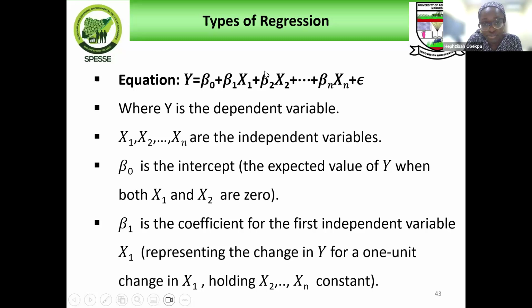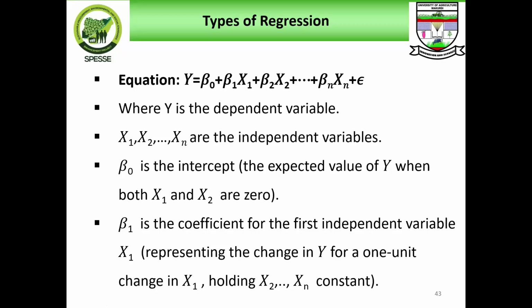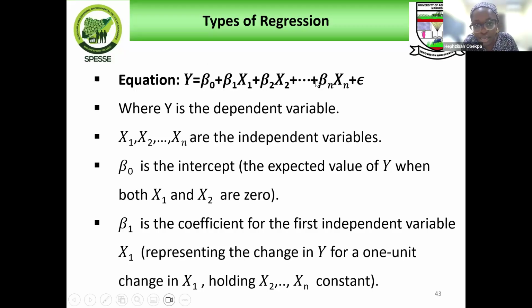Are we following? Yes, ma'am. So for every x, you must have a corresponding beta. Your corresponding beta is your coefficient. It is your slope. Your coefficient or slope, is that okay? Yes, ma'am. So that's the only thing. In multiple linear regression, you have more than one x, while in simple linear regression, you just have one x. But the explanation still stands.